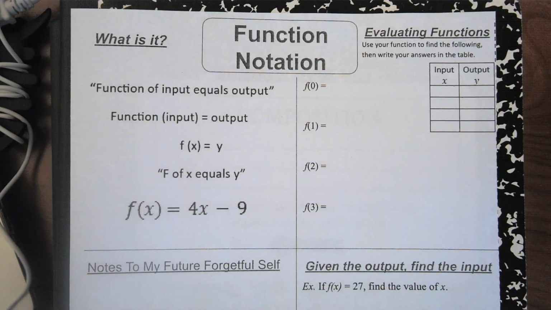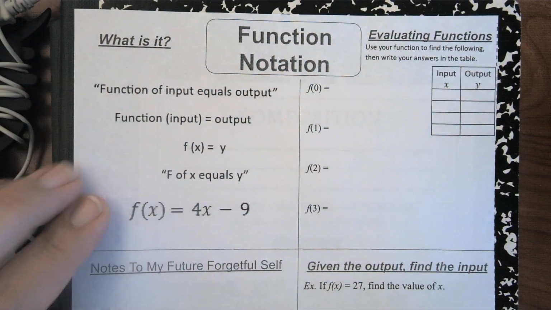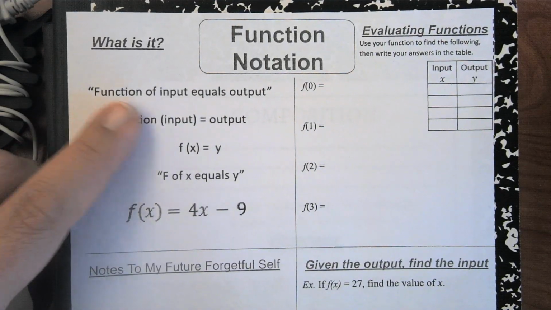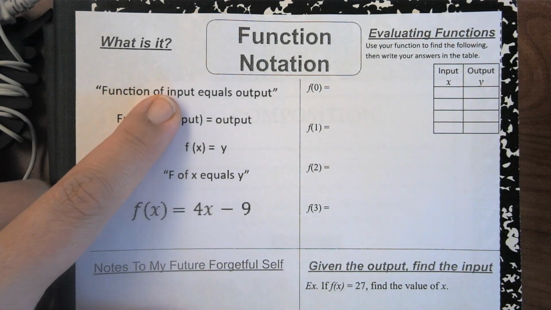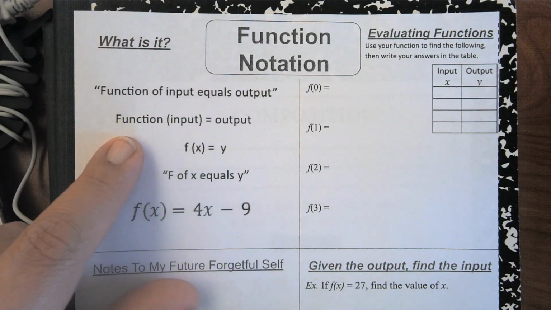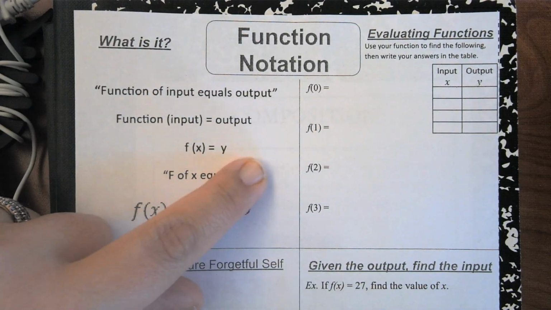So first we're going to talk about what function notation is and how it looks, how you say it, and then we'll talk about how to use it. So we're going to start in this box up here. Function notation is a way to show which function you're using, what input you're using, and what output you're getting. So usually a function will look something like this.